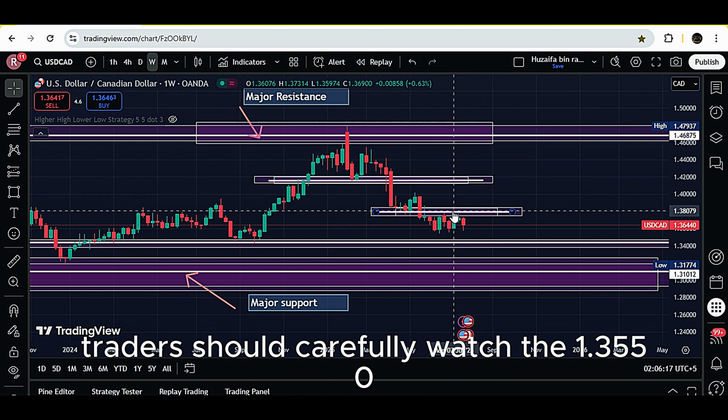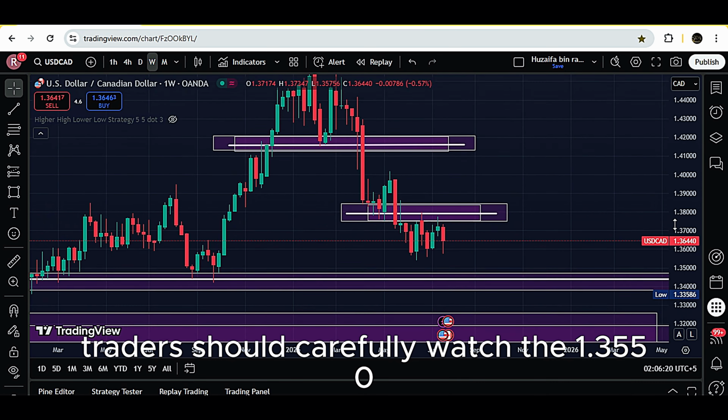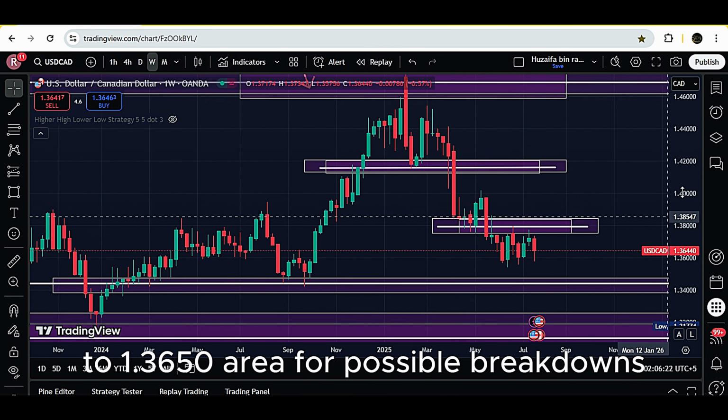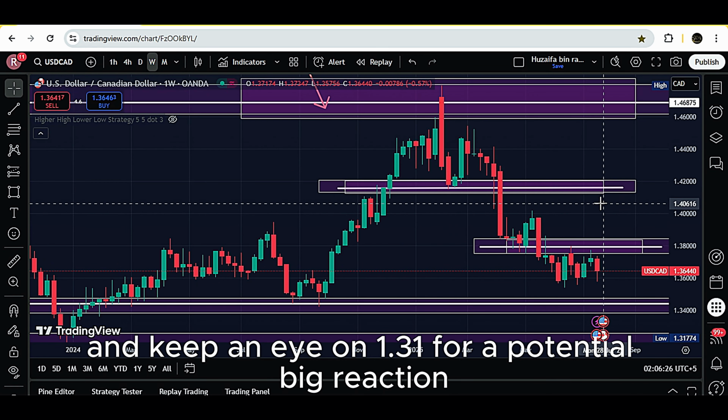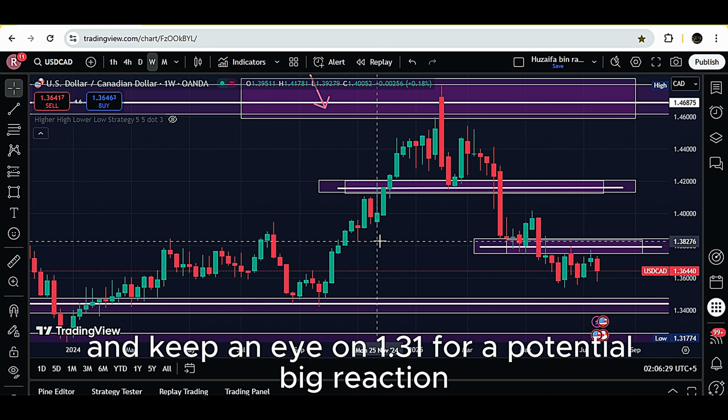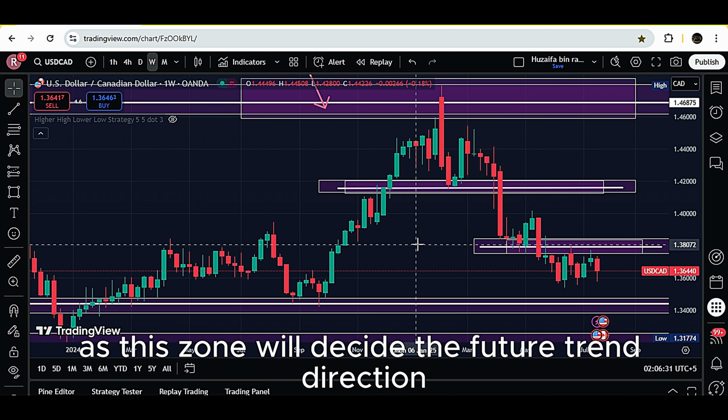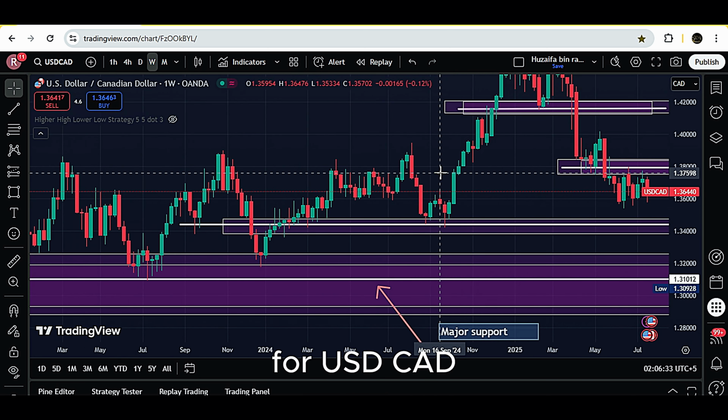Traders should carefully watch the 1.3550 to 1.3650 area for possible breakdowns, and keep an eye on 1.31 for a potential big reaction, as this zone will decide the future trend direction for USD CAD.